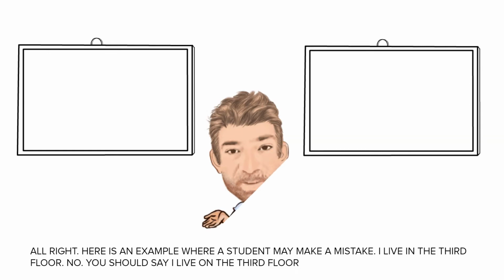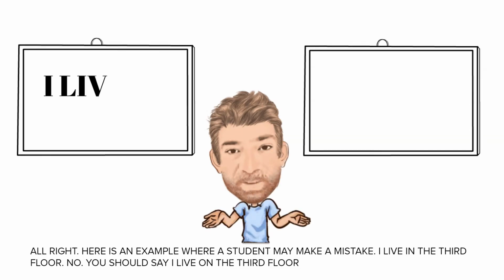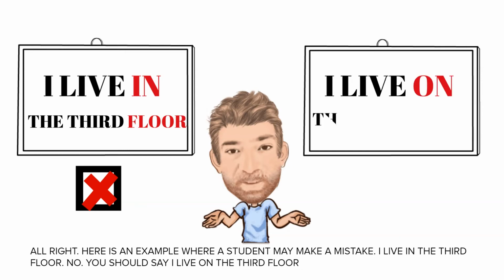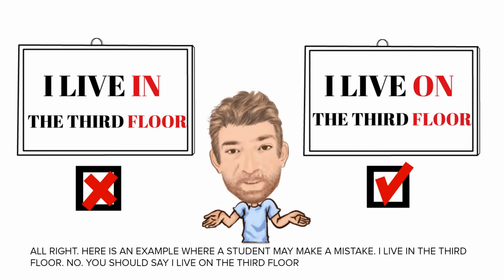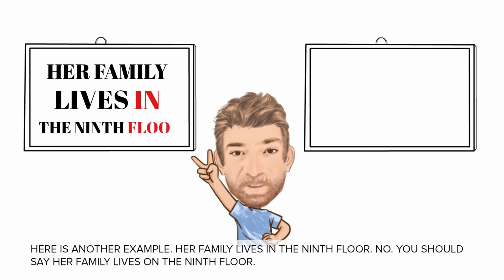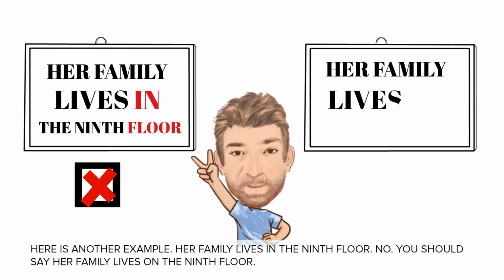All right, and here's an example where a student may make a mistake. I live in the third floor. No, you should say, I live on the third floor. Here's another example. Her family lives in the 9th floor. No, you should say her family lives on the 9th floor.